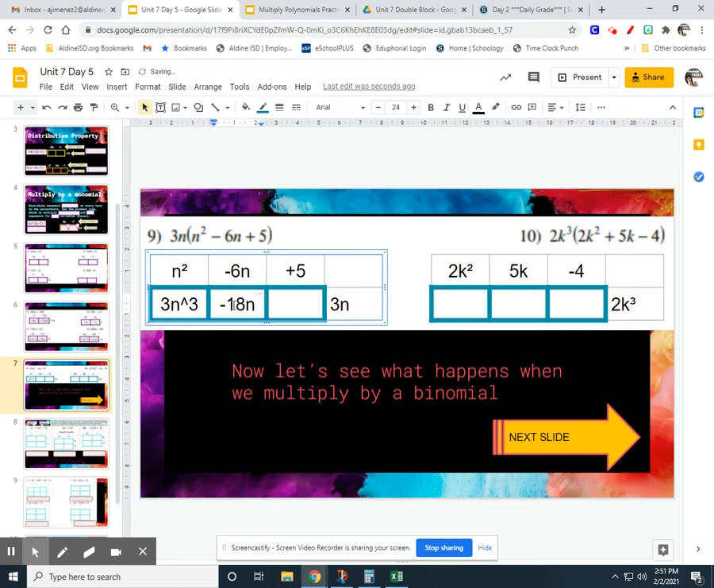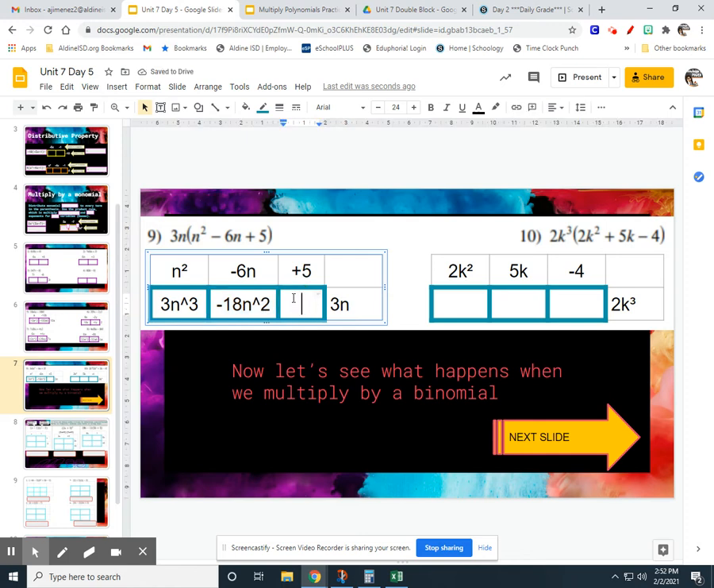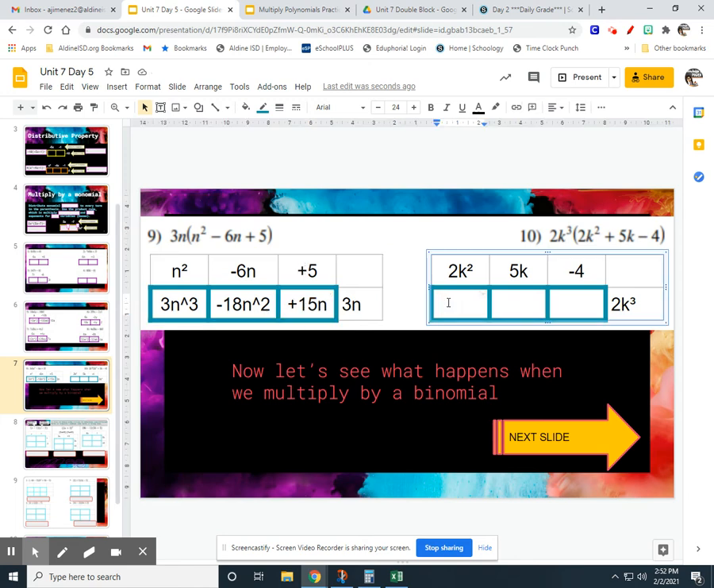N times n, you add the exponents. 1 plus 1 is 2. And then plus 15n. And why did I just get n? Because this one right here, this top 5 doesn't have a variable, so we just bring it over. 2 times 2 is 4. You're adding the exponents. 2 plus 3 is 5. Okay, 5, and I forgot to put the plus right here.